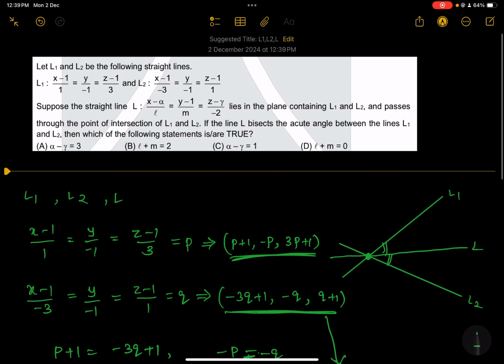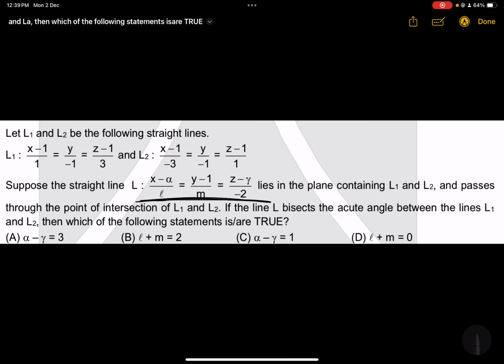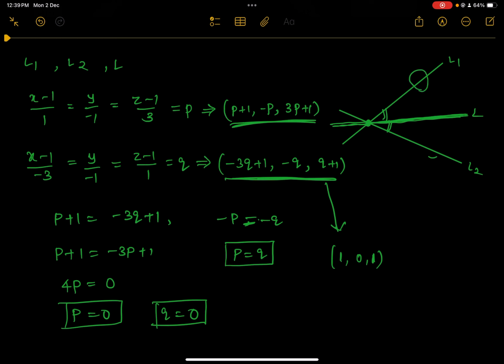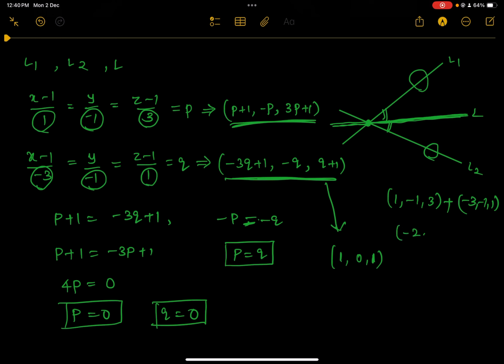So here the equation of line L is given. Alright. So let us also find out the equation of line L. So what are the direction ratios of this line L? Since it is the angular bisector, the DRs will be the DRs of line L1 plus the DRs of line L2. So DRs of L1 are 1, minus 1 and 3. And DRs of L2 will be minus 3, minus 1 and 1. So the sum will be minus 2, minus 2 and 4. That is the same as 1, 1 and minus 2.